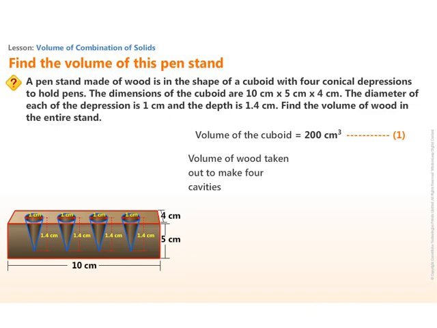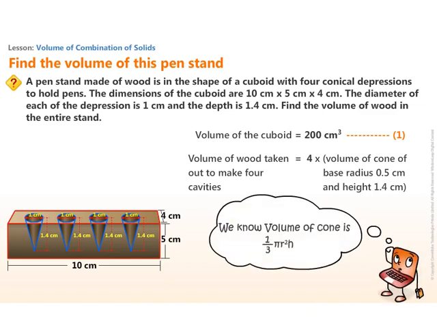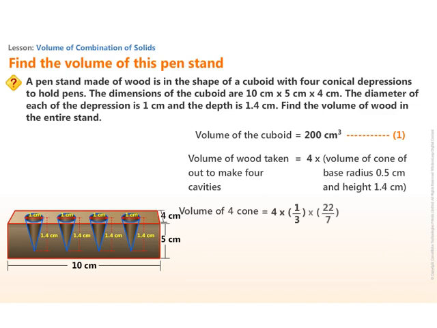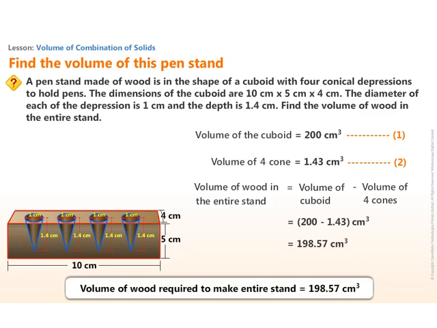So, the volume of wood taken out to make 4 cavities is equal to 4 times the volume of cone of base radius 0.5 centimeters and height 1.4 centimeter. We know volume of cone is 1 by 3 pi r square h. Substituting the values of radius and height, we get volume of cone is equal to 1.43 centimeter cube. The volume of wood in the entire stand is equal to the difference of the volume of cuboid and cone. On substituting the values and simplifying, we get volume of wood is equal to 198.57 centimeter cube.